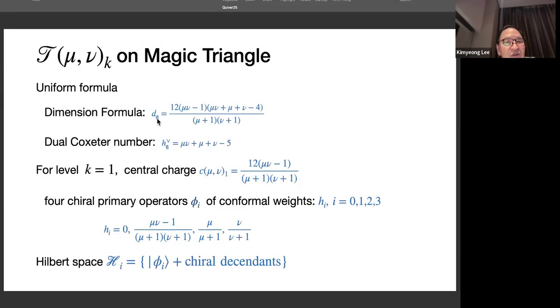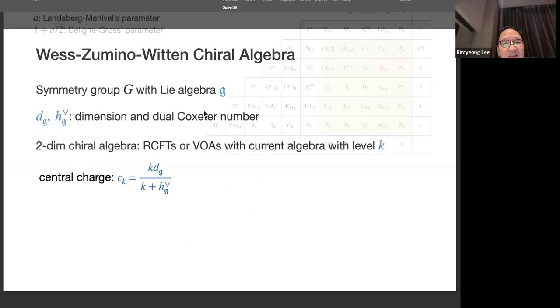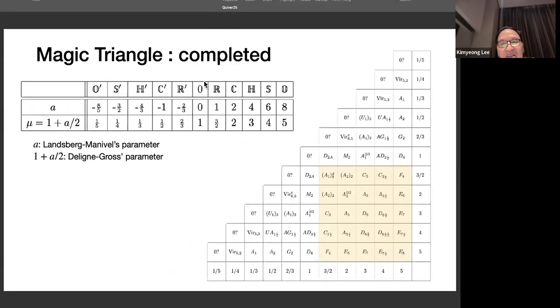Now, we found a uniform dimension formula, which was known by mathematicians, and we used this dimension formula to identify the gaps in this magic triangle. The dimension is given in terms of the parameters mu and nu, which run from 1/5 to 5 and 1/5 to 5, and their product has to be bigger than 1, so that you are on this side of the magic triangle. This side is like a dark side. There looks like something going on, which I'll comment on later, but we are not quite sure about it.